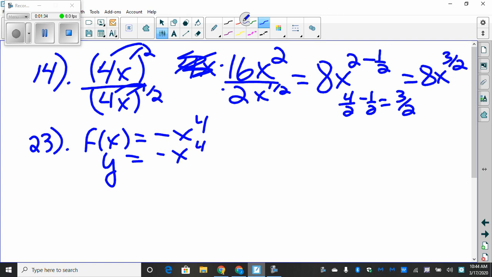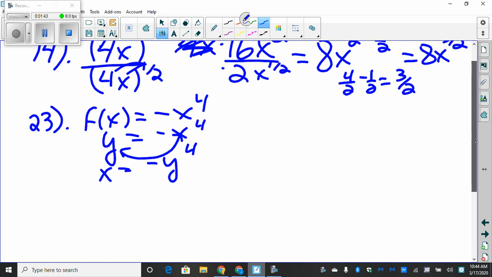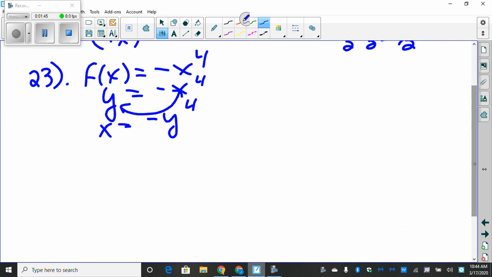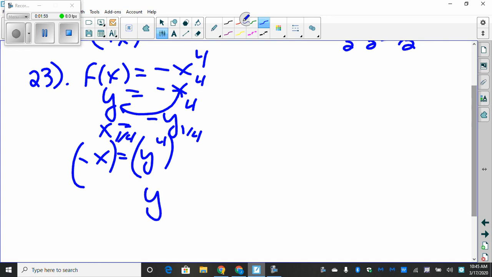So when you find the inverse, remember, what do? Switch x and y. So it'll be x equals negative y to the 4th. Well, I've got to now get y by itself. So I divide out the negative 1 and get negative x equals y to the 4th. Well, to get rid of the 4th power, I've got to take the 4th root or raise it to the 1/4 power. So over here, you'll just have y, of course, what I want.